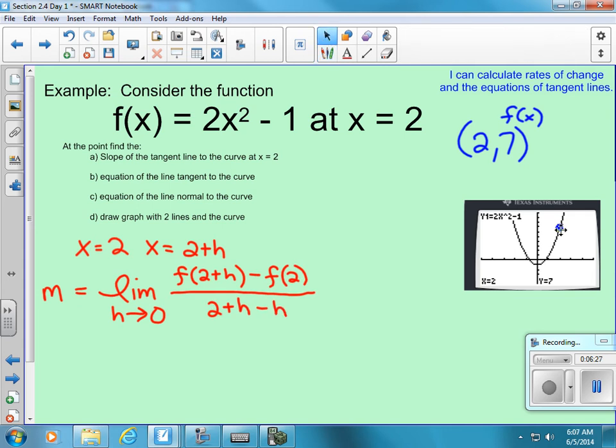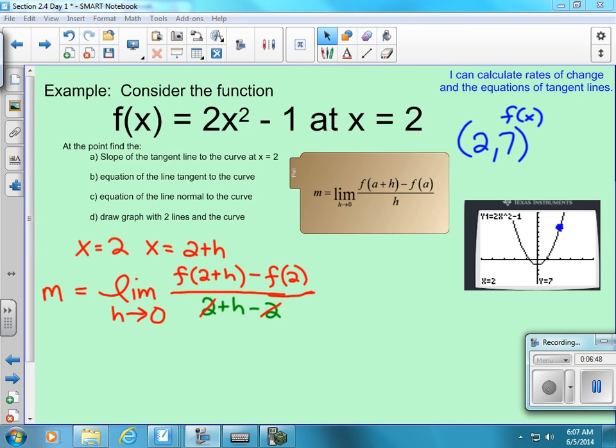Sorry, this is 2 plus h minus 2. Therefore, your 2's cancel out, and you're left with just an h in the bottom. This is actually the equation we use. So now I've added this general equation. By the way, this is also the equation for the derivative of a function at a point, so you might want to keep that in mind too.